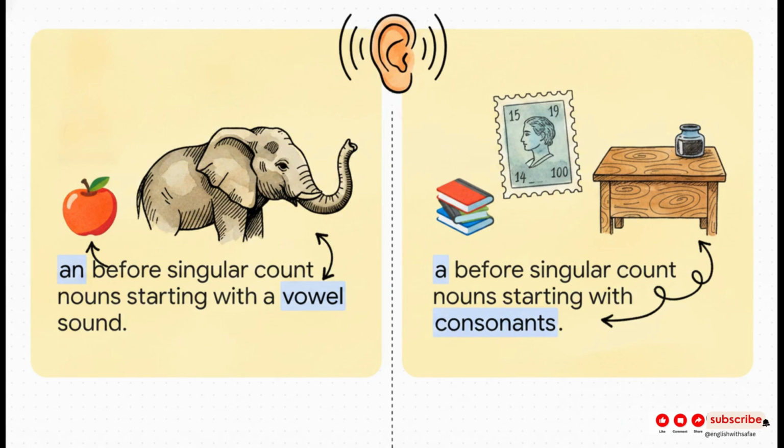You use an before singular count nouns that begin with a vowel letter like a, e, i, o, u, or, and this is absolutely key, a vowel sound. Think an apple or an elephant. On the flip side, you use a before singular count nouns that start with consonant sounds, so a stamp or a desk. It's really all about how the word just rolls off the tongue.